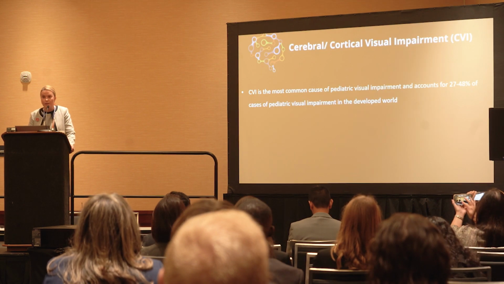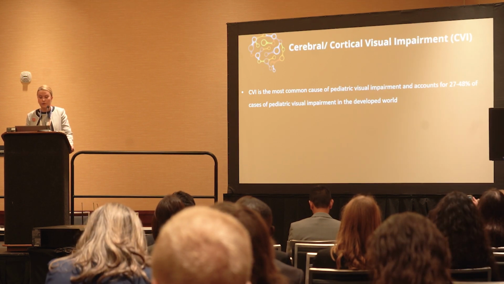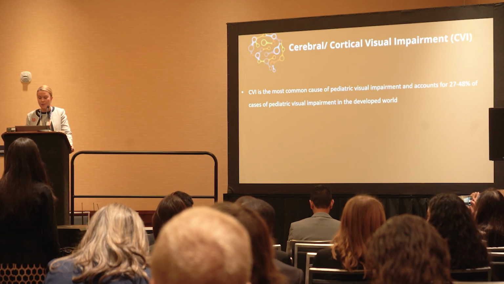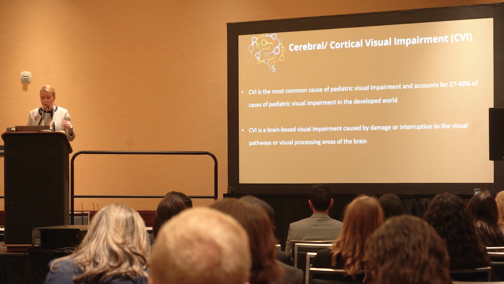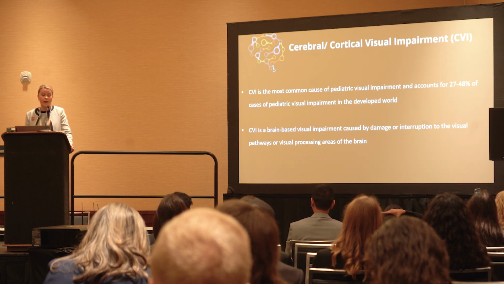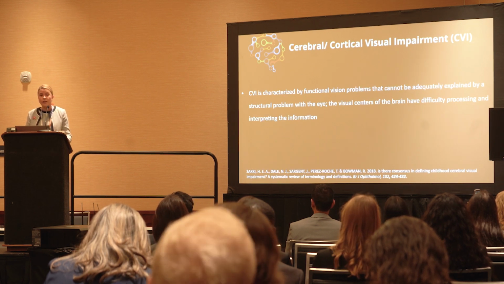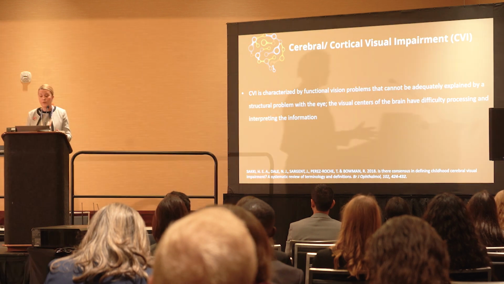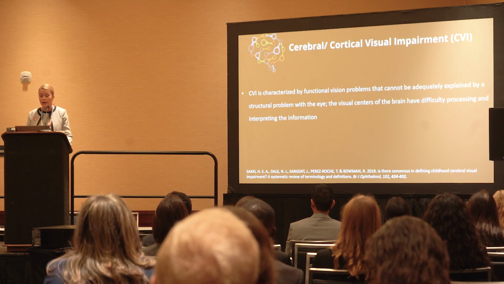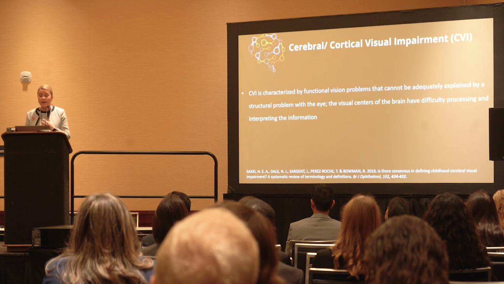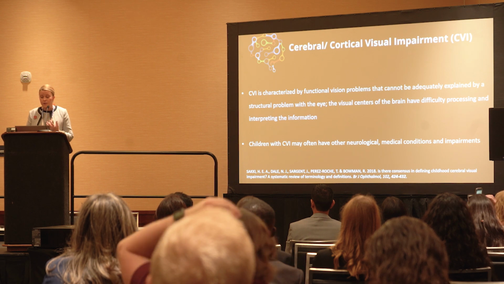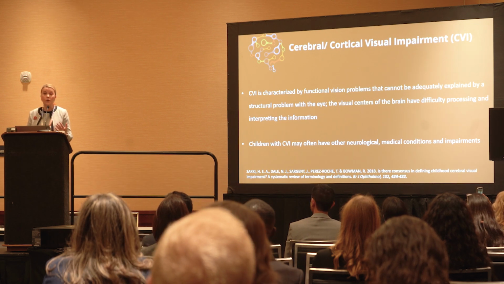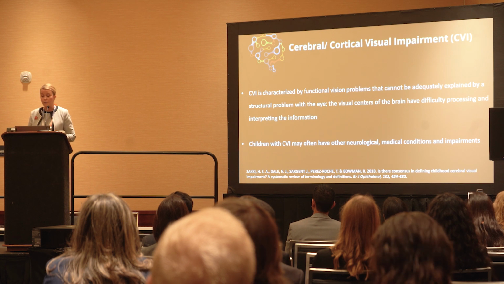This problem is relevant to patients who have cerebral or cortical visual impairment, which is the most common cause of pediatric vision impairment in the US and developed world. This visual impairment is caused by interruption to the visual pathways or visual processing areas of the brain. CVI is characterized by functional vision problems that can't be adequately explained by a structural issue with the eye, and it's really the visual centers of the brain that have difficulty processing and interpreting the information. Children with CVI often have other neurological and medical conditions and also have multiple impairments.